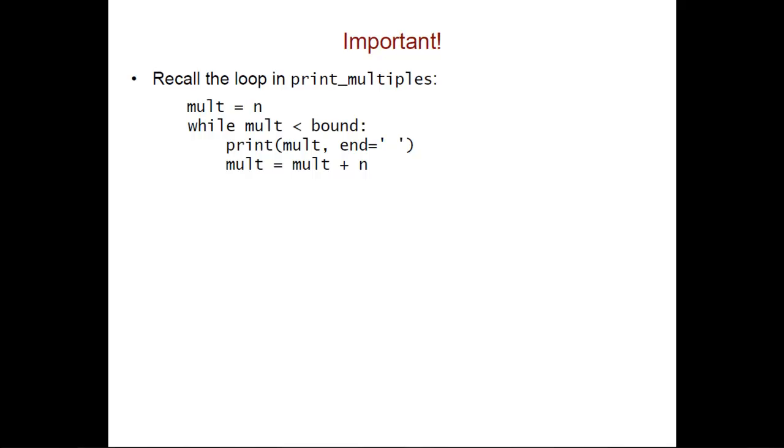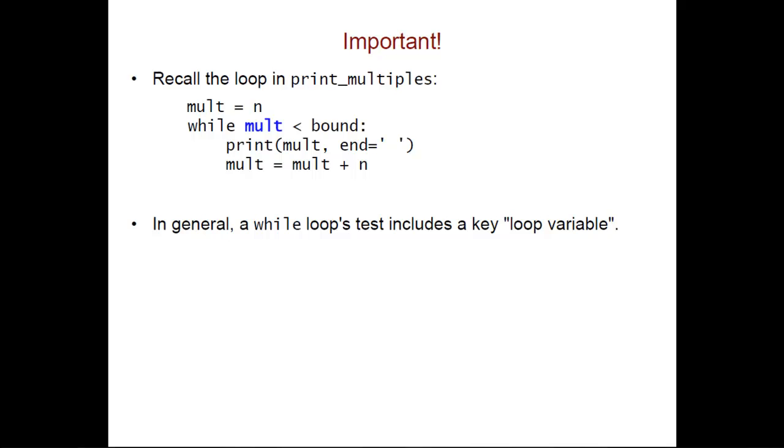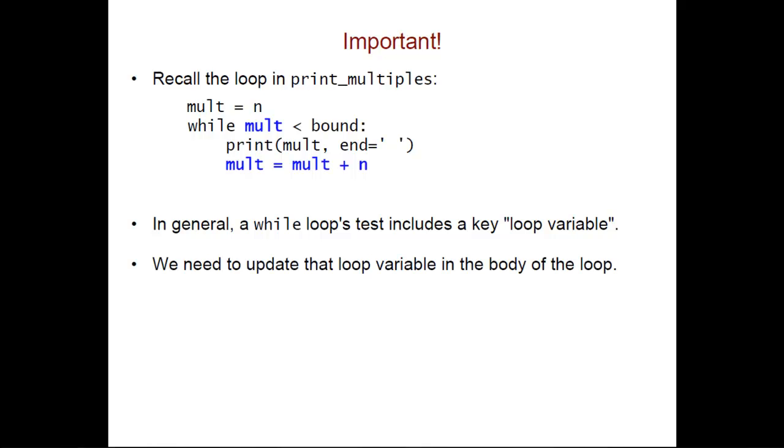Now, it's really important to notice that there is usually some key variable, the loop variable, that is in the loop condition. In this case, it's the variable mult. And you want to make sure that you update that loop variable somewhere in the body of the loop, because otherwise, if the condition is true the first time you test it, it's going to stay true forever, and you'll end up with what's called an infinite loop.